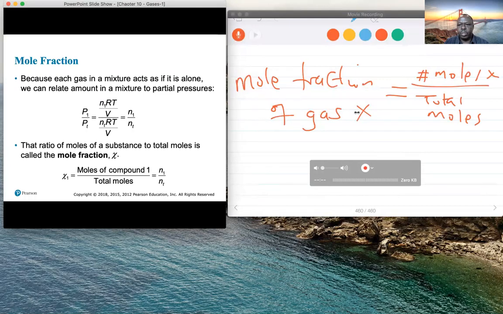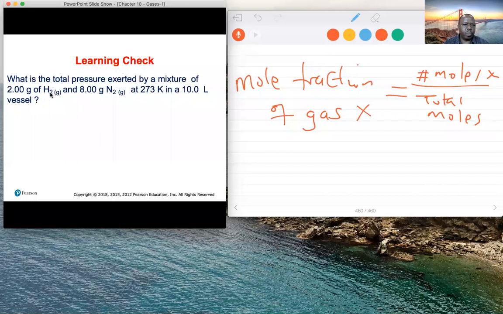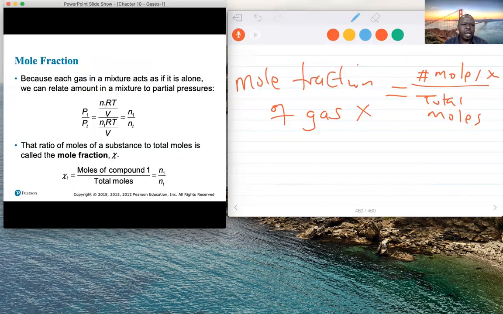If you know the chemical formula, for example, in the previous section, if I want to find the mole fraction of hydrogen gas, I take the number of moles of hydrogen gas in 2 grams over the total moles. Likewise, for nitrogen gas, how many moles do I have in 8 grams? Find the sum of the two, and that gives the mole fractions for each gas. We use this italic X for the mole fraction of gas X, moles of compound X over the total number of moles.